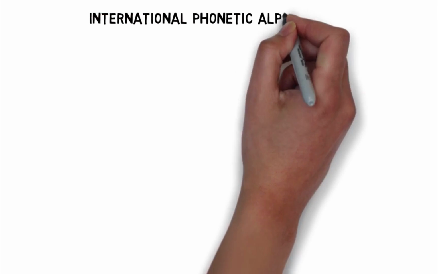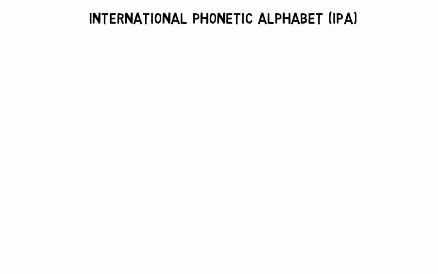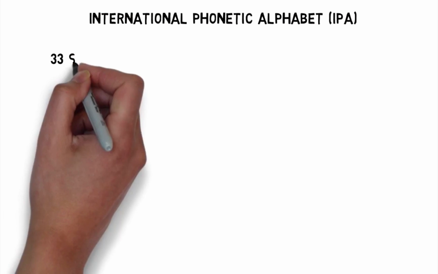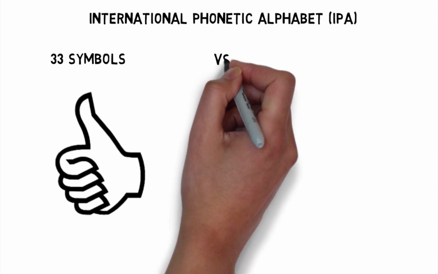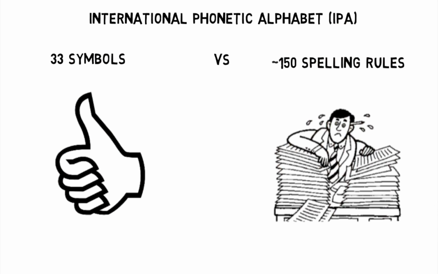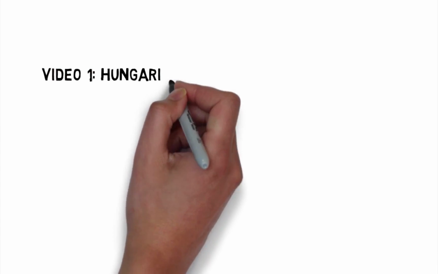I'll be going through Hungarian using the International Phonetic Alphabet, or IPA. This lets us simplify our discussion a lot, since I only need to talk about around 30 symbols, many of which you know already, instead of trying to wade through around 150 spelling rules. So, let's get started. We'll break this up into 3 parts.